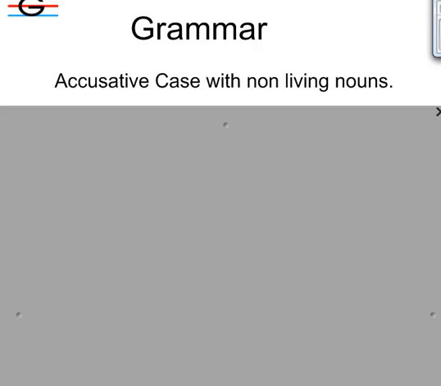Let's think about accusative case. What is an accusative case, and what are non-living nouns? Take a minute and think about it. Pause the recording and think about it. Write it down. Brainstorm.